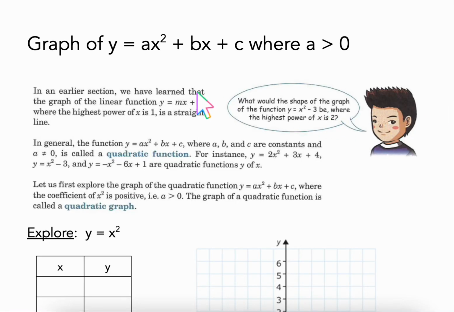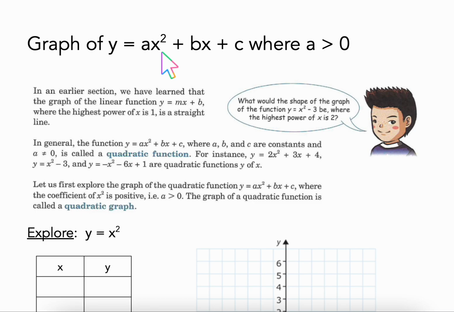Hi everyone, today we're talking about the graph of a quadratic equation in the form of y equals ax squared plus bx plus c, where a is greater than 0. So what that means is we're looking specifically at the situation where the number being multiplied by the x squared is a positive number. A is greater than 0.